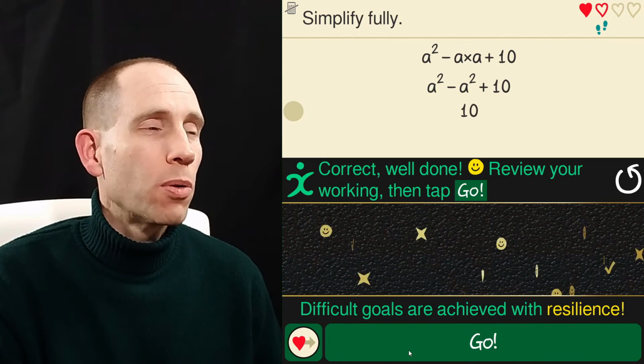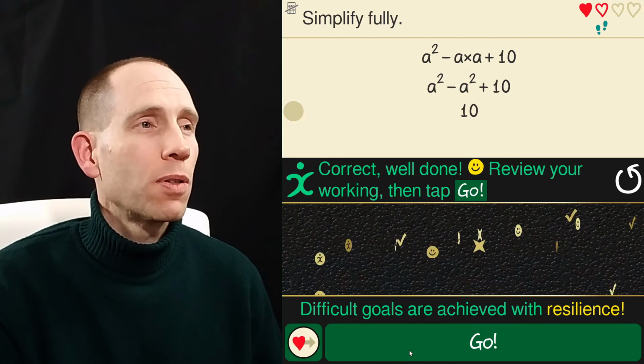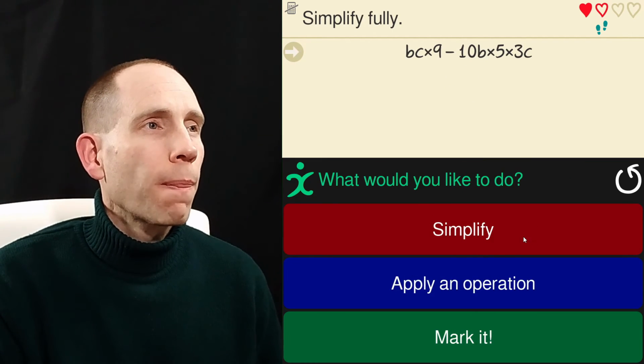Okay, and then I've got the progress button, so I could go on to the next section if I feel confident with this. Let's do a couple more.